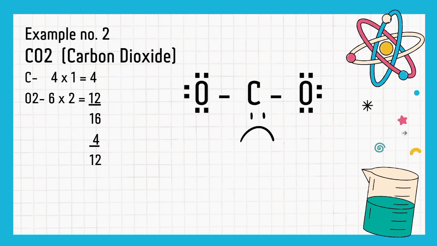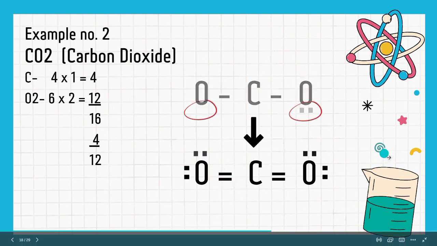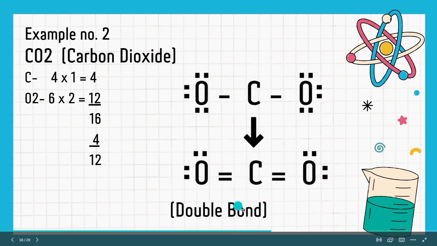Now, we will make double bonds. We will take these electrons and make a double bond with them. And now, all of the atoms are stable and satisfied, and CO2 is a double bond.